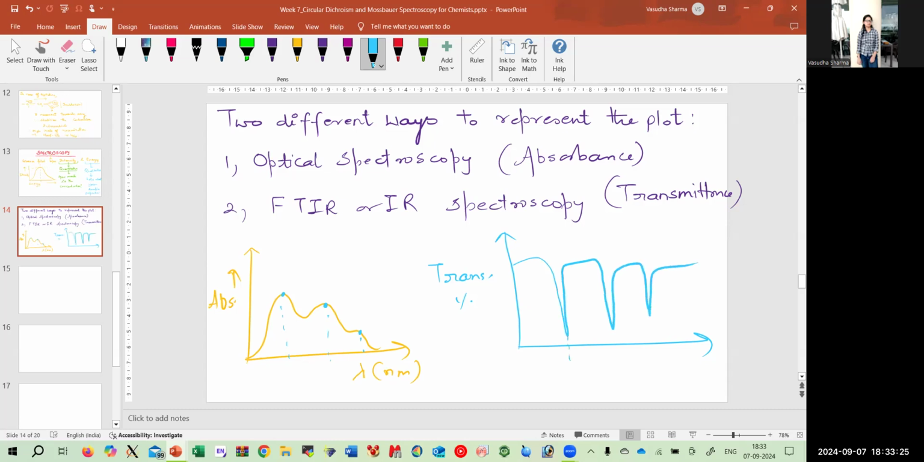So transmittance would give you exactly that tip where you are expecting your wave number value. These are the two ways that we expect, and we know that transmittance is inversely proportional to your absorbance. So whatever we are seeing over here goes in reverse into the transmittance. So there are two different ways where we can represent any spectroscopic plot, be it in transmittance form or absorbance form.